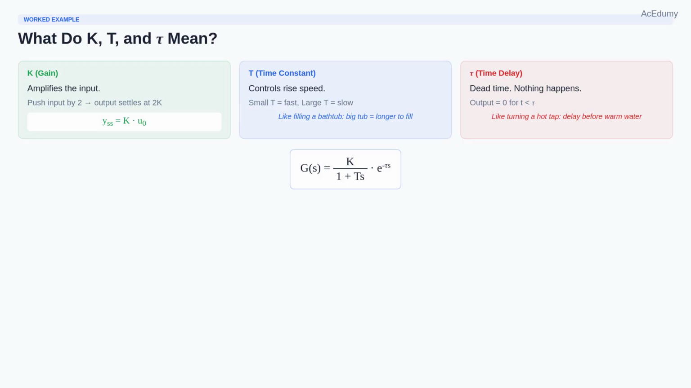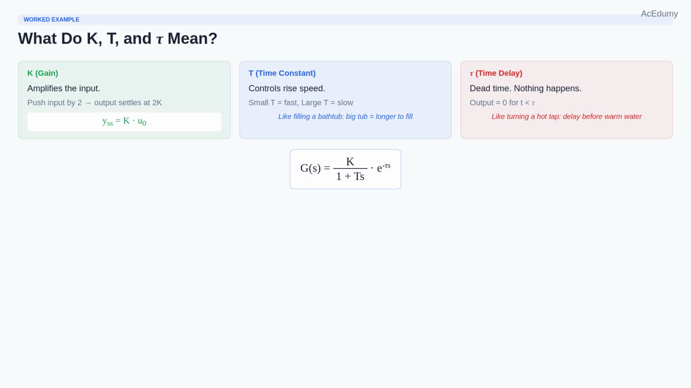Before we read the graph, let us understand what each parameter does. K is the static gain. Imagine you push the input by 2 units. In steady state, the output will be 2 times k. So k directly tells you how much the output is amplified.